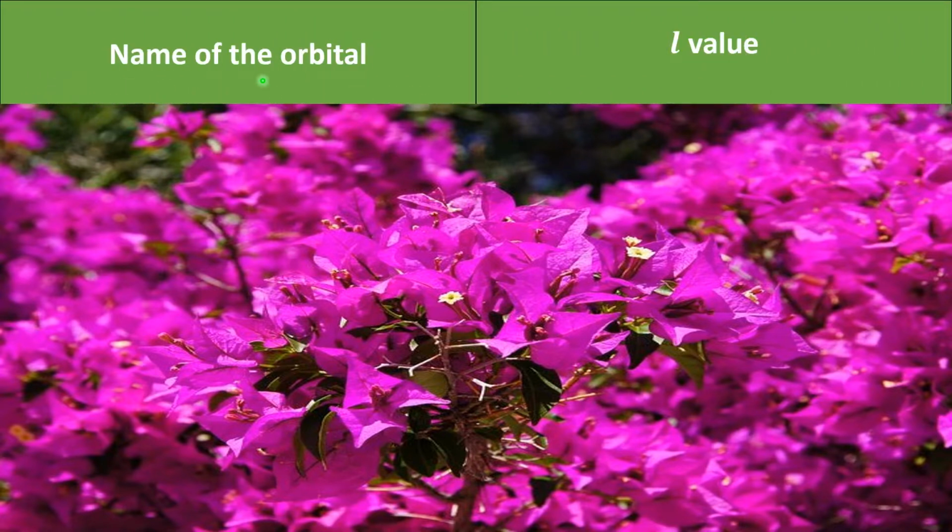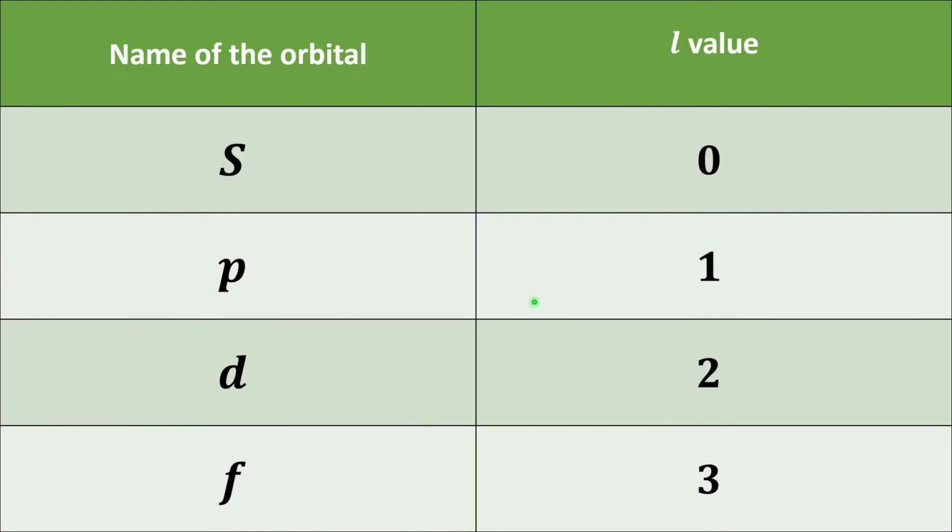Here is the name of the orbital and its L value. I am taking four orbitals, S, P, D, F, and their L values are shown on the right side. Name of the orbital is S, its L value is 0. The L value of P orbital is 1. The L value of d orbital is 2 and f orbital is 3. So S, P, D, F are the orbitals and their L values are 0, 1, 2, 3 respectively.